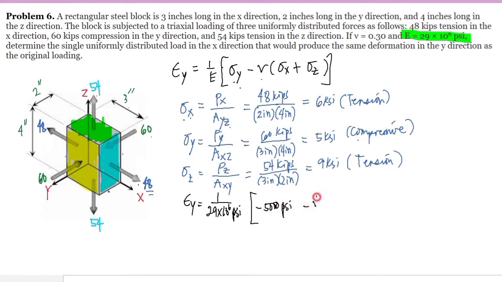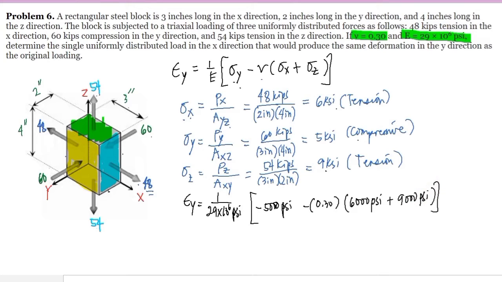Minus the Poisson's ratio, and given in this problem, we have the Poisson's ratio equal to 0.3. So that is 0.3 multiplied by the stress in X, which is in tension, 6 KSI, that is 6,000 PSI. And the stress in the Z direction is also tension, so this is positive 9,000 PSI.